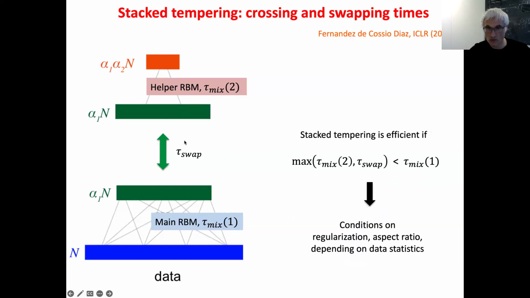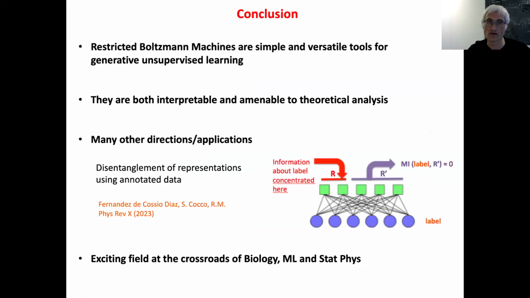It's going to be very useful to use that, because this machine is very fast and the swapping time is also small. So it's better to go up this way and go down than to mix only from that one. That gives a condition on regularization and aspect ratio, which can actually be checked in real data, and that helps train our machine. Okay, so I will stop here.